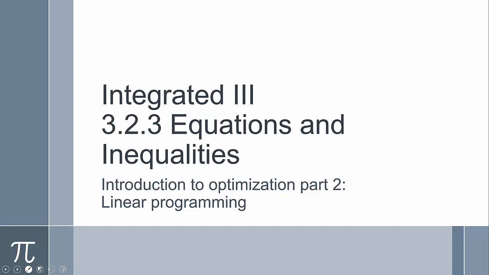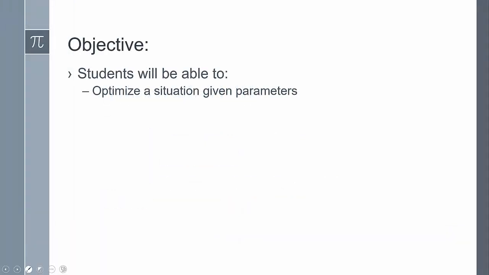This is 323. We're still in Introduction to Optimization. We're going to look at another linear programming problem. And so we're going to optimize a situation given parameters.